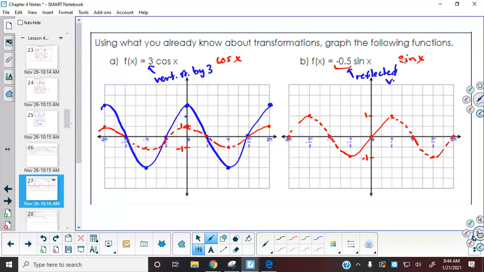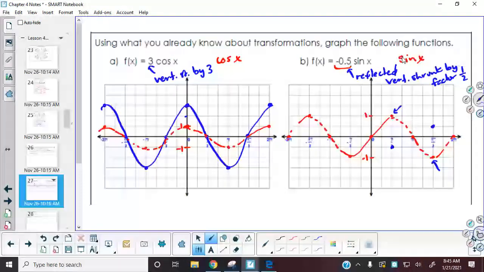Okay. And so then when we look at our graph here, this has been reflected and also vertically shrunk, or compressed, depending on what word you want to use there, by a factor of 1/2. So that tells us this point, instead of going over and up, I'm going to go over and down. And instead of up 2, I'm going down 1. This point, instead of going down 2, I'm going up half that amount. So I'm going up 1.